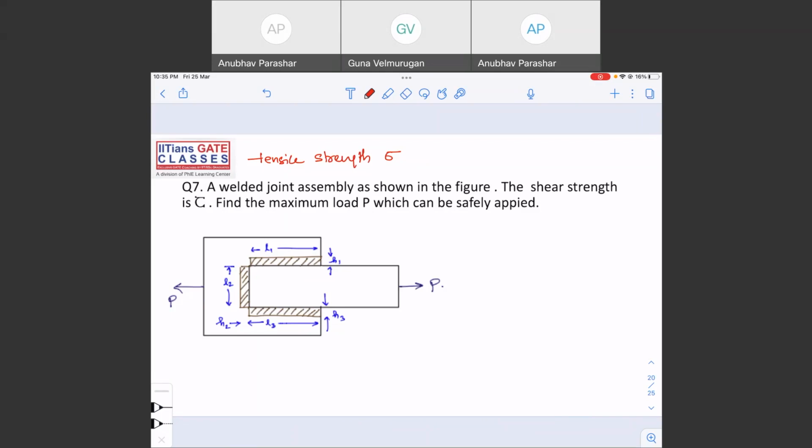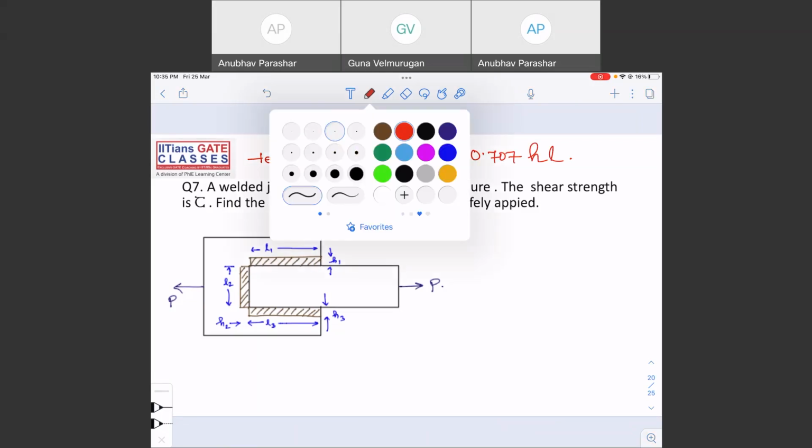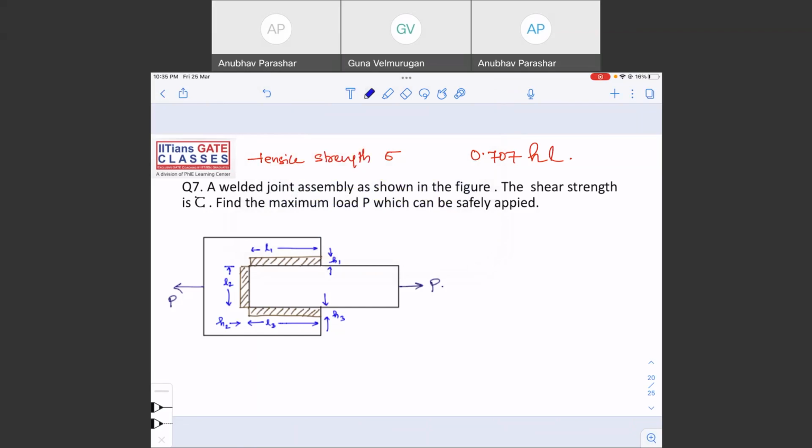Can you form the equation? Everything is the same as the single fillet, 0.707 H into L. The only thing that will vary is the tensile strength. I hope you have formed it. So the P maximum that can be applied is equal to... you can see this is a parallel fillet, and this is also a parallel fillet, but this one is the transverse fillet, which is under tension.